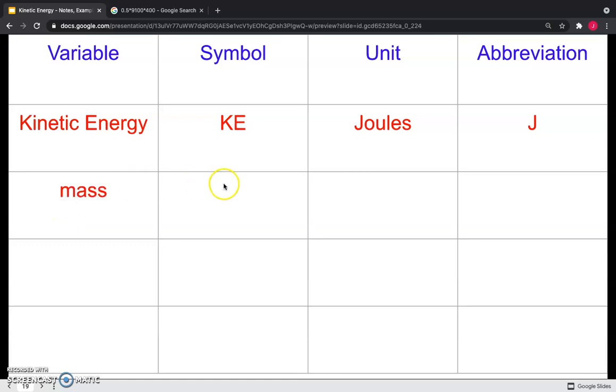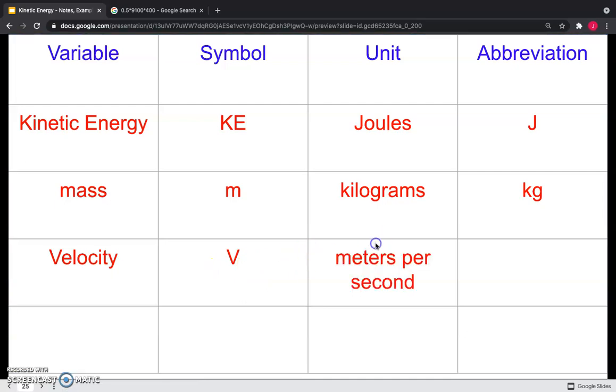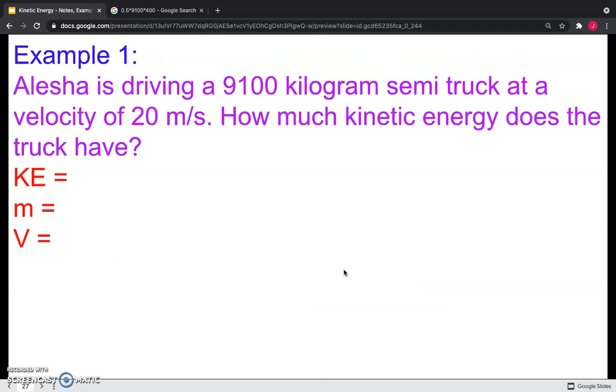Next variable is mass, symbol m. Mass is measured in kilograms, at least when we're trying to calculate energy it is, and that's abbreviated as kg. And then last up is velocity. Velocity has symbol v. Its unit is meters per second, and it's abbreviated m/s. Okay? And so then let's go through an example.